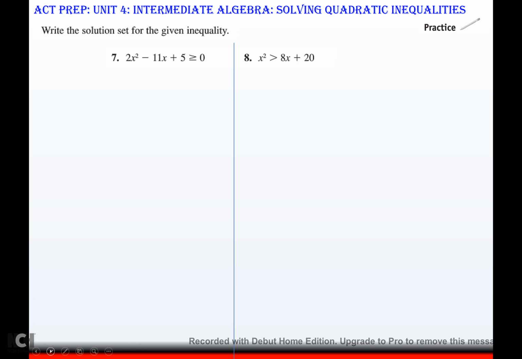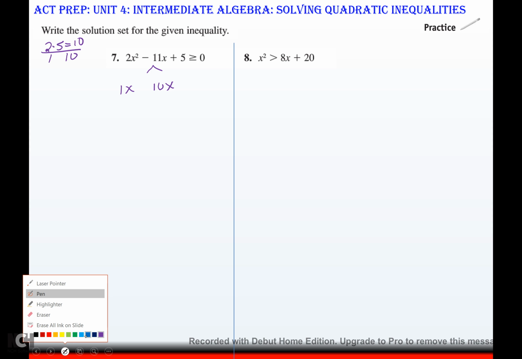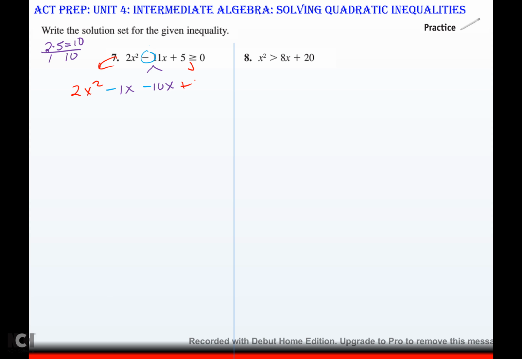Okay? All right, number 7. If I factor, I got 2 times 5 is 10. Factors of 10 that make 11 would be 1 and 10. So rewrite B as 1x and 10x. Signs: C is positive, which means the signs have to be the same, and they'll be the same as the middle, so they're both negative. Bring down the first and the last. So 2x squared on the front, 5 at the back, 2 by 2.